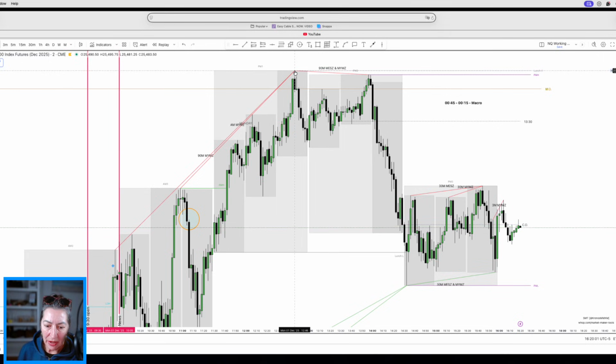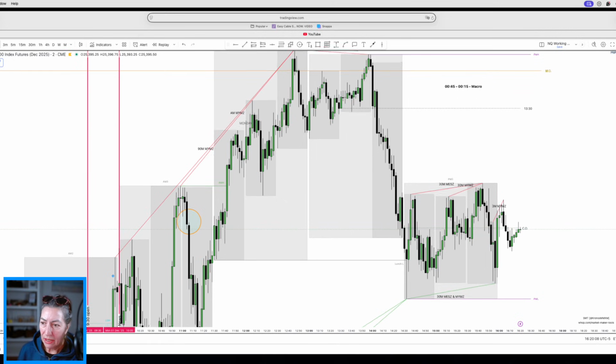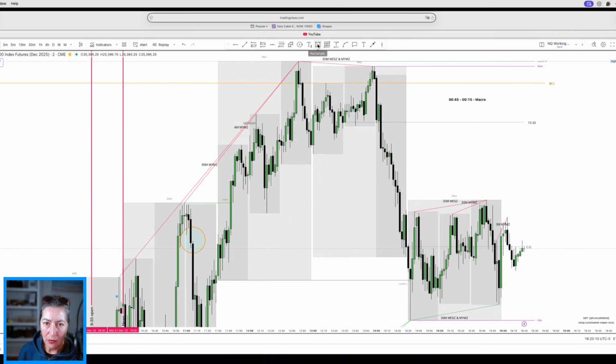Price came up and made a high at 1246. We had nice displacement down. Price came back up, and here's what I'm looking for. I am looking for the characteristics of a smart money reversal. So let's just go over what those are. We have to have a breaker.